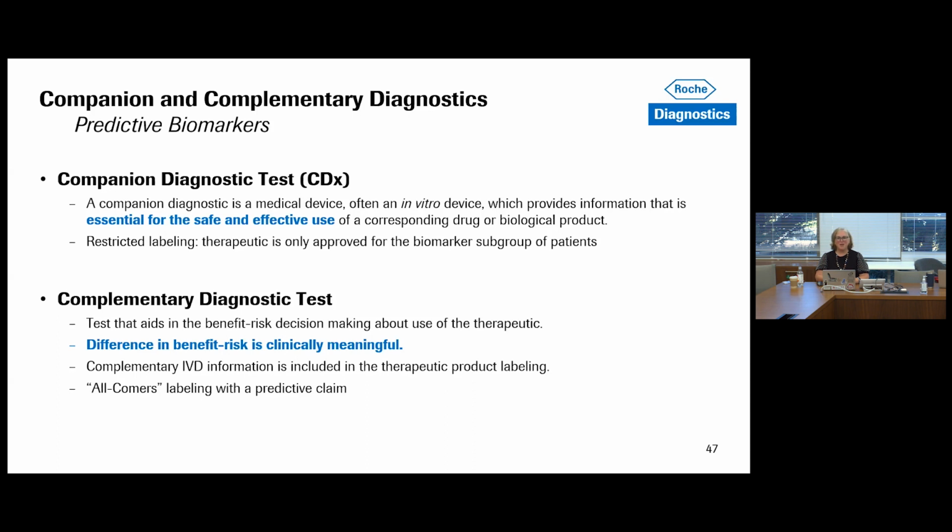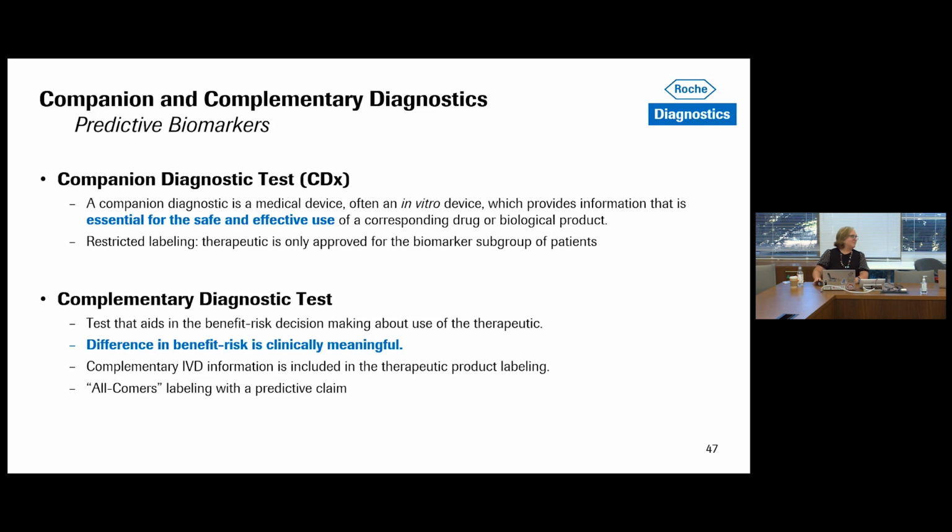I will note, however, that this definition of complementary diagnostic is a bit of a lay term. It's not clearly defined in regulations. It has been seen employed in the oncology space, and I'll give you an example of that. But it is still a very gray area.